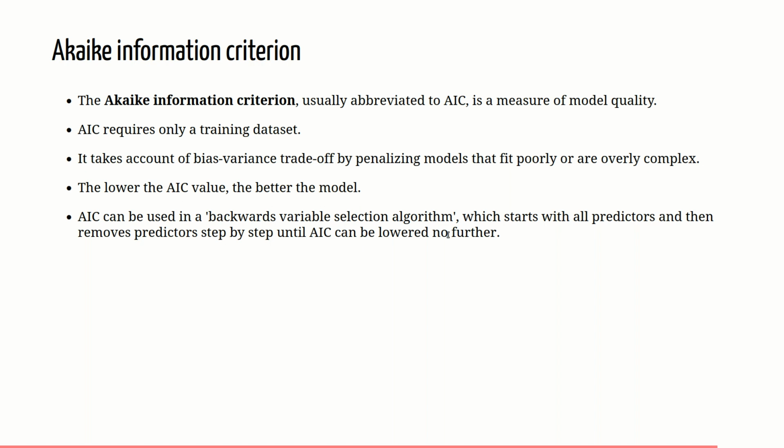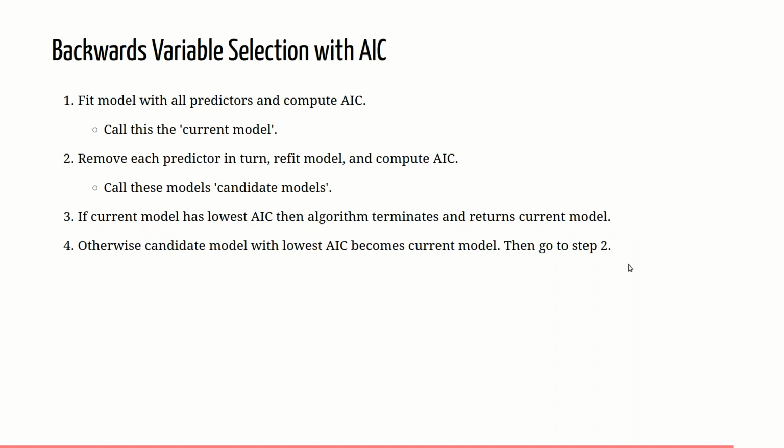And it's often used in a backwards variable selection algorithm, or a forwards variable selection algorithm, or a stepwise algorithm. So we're going to look at backwards selection, but the same ideas apply. Essentially what happens is you start with a model with everything in it, and then you compute the AIC. You then remove each variable in turn, compute the AIC for each one, and then decide whether you should take one of them out. So this is the process. You fit a model with all predictors, compute the AIC. You remove each predictor in turn, refit the model, and compute the AIC again. So those models are your options for the next step.